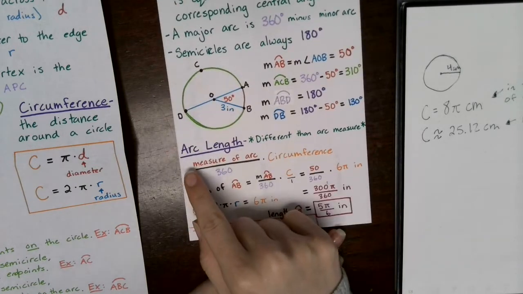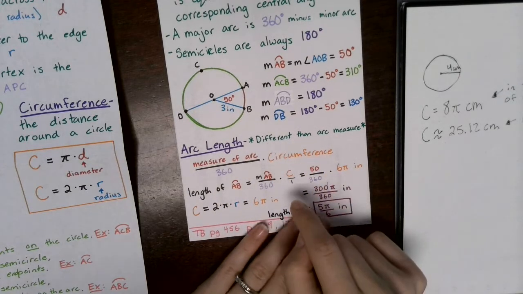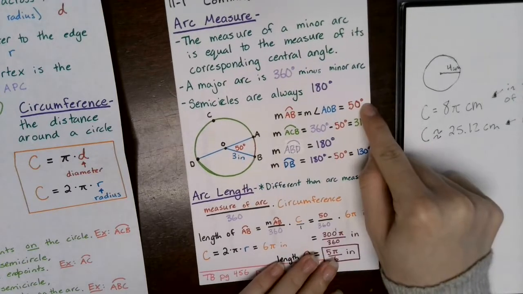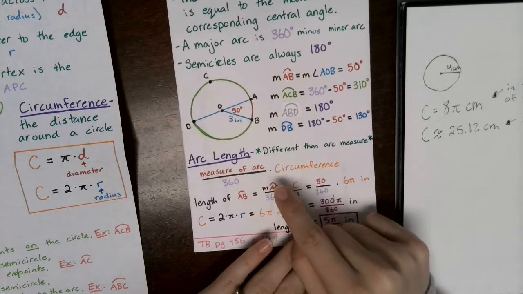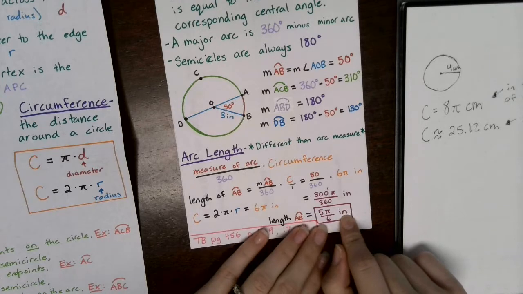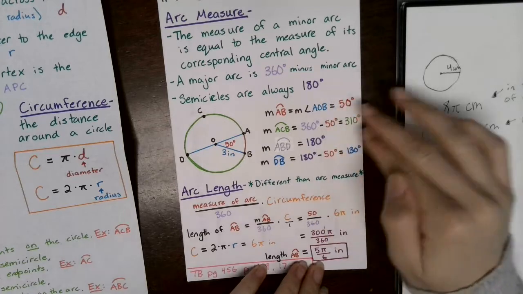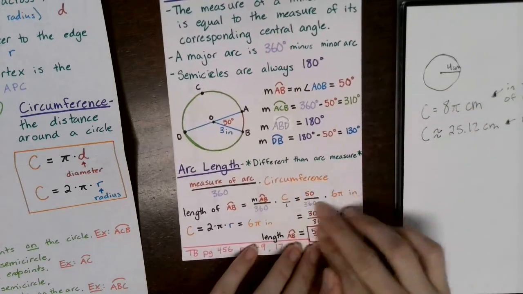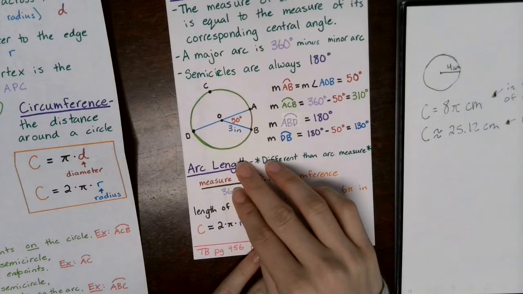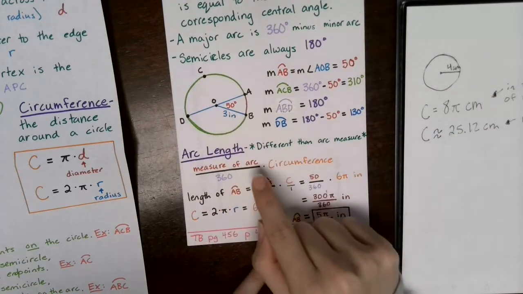Now, arc length. Arc length is different than arc measure, so you have to read the question carefully. Is it asking for arc measure or arc length? Measure is in degrees. Length is in units, inches, centimeters, feet, whatever it may be. Okay? So this is like the angles of a quadrilateral, and this is like the sides. Except in a circle, it's all together. Okay? So angles, sides. But a circle doesn't really have sides. So we talk about arc length, different than arc measure.